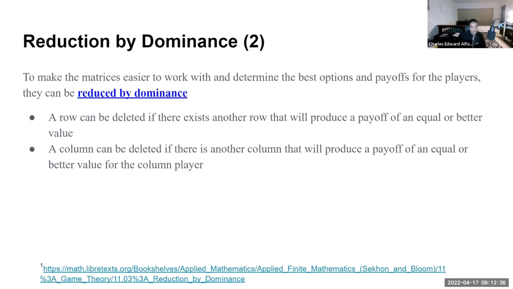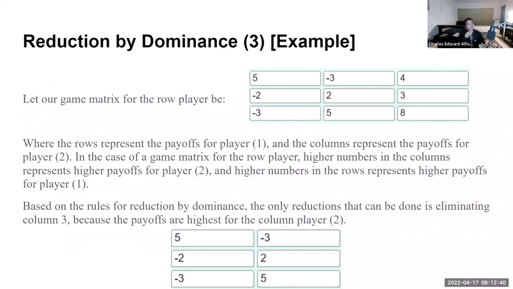That's kind of difficult to understand, so I have examples here. Here's an example. We have this game matrix, where the rows represent the payoffs for player 1, and the columns represent the payoffs for player 2. Higher numbers in the columns represent a higher payoff for the column player, in the same way that higher numbers in the rows represent higher payoffs for player 1.